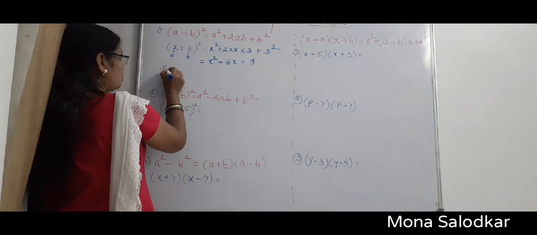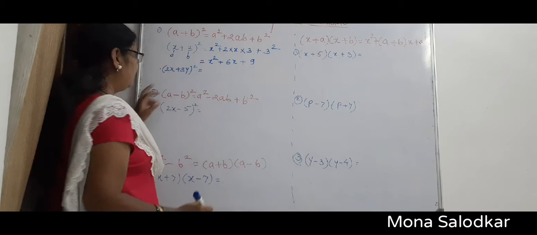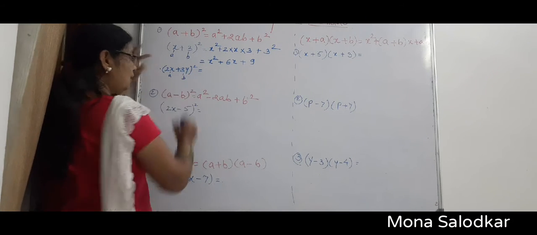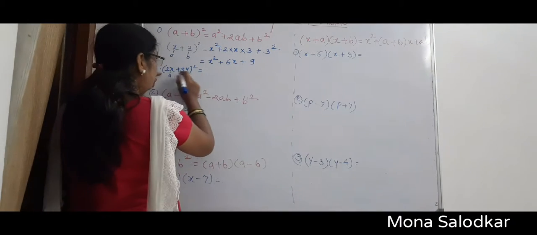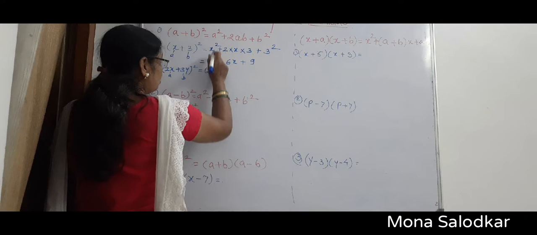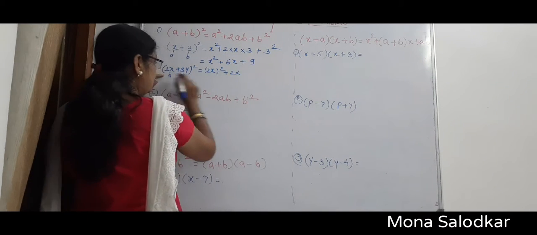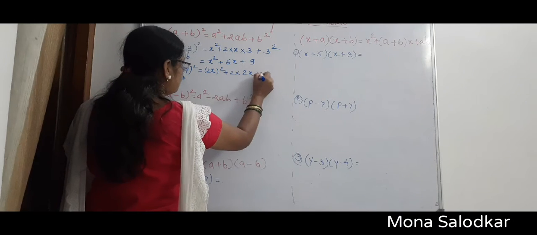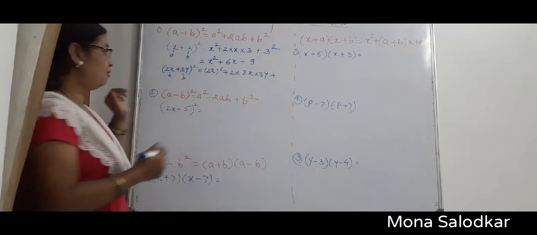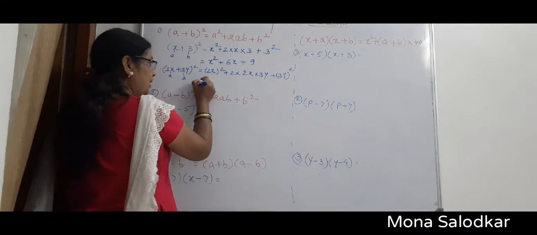Now if (2x plus 3y) square is given, then 2x is your a and 3y is your b. So what you get here? (2x) square means a square means (2x) square. Then 2 into what is ab? a means 2x, b means 3y. And plus b square. What is your b? 3y. So you have to take here (3y) square. And then open the bracket.